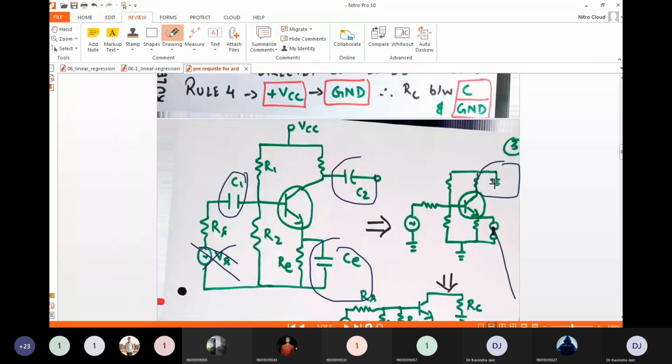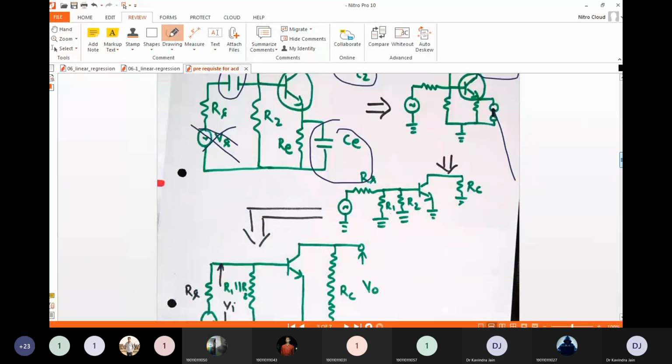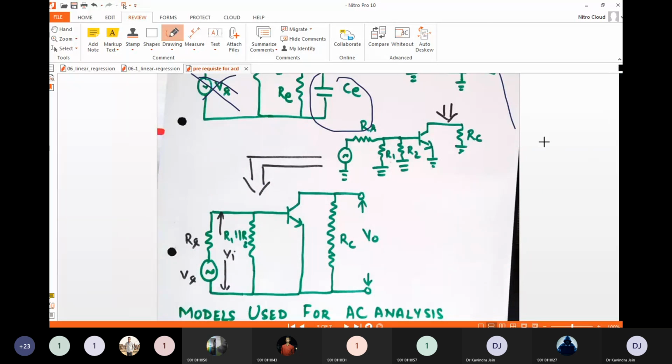Now, according to rule number 5, R1 is parallel to R2. Hence, I will be getting something like this and finally this. Guys, if you are having any doubts in it, please let me know. How we have modified the circuit, that you must understand. Any queries?